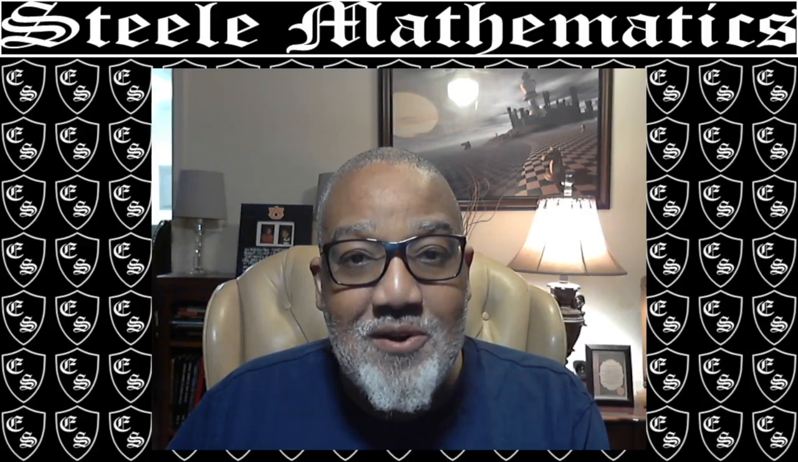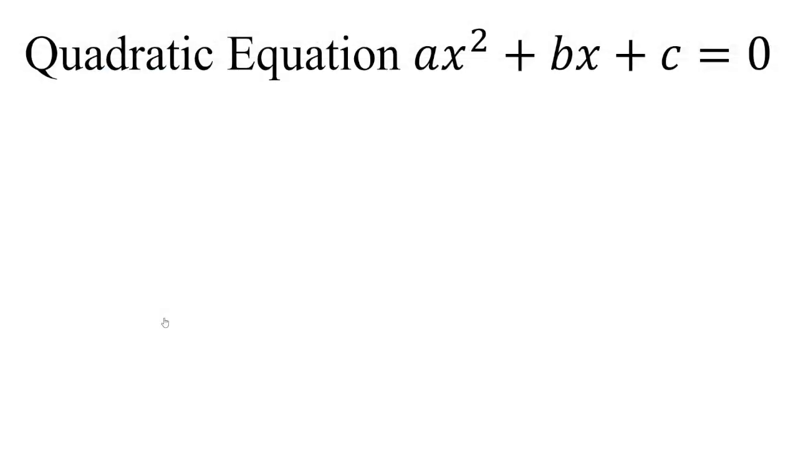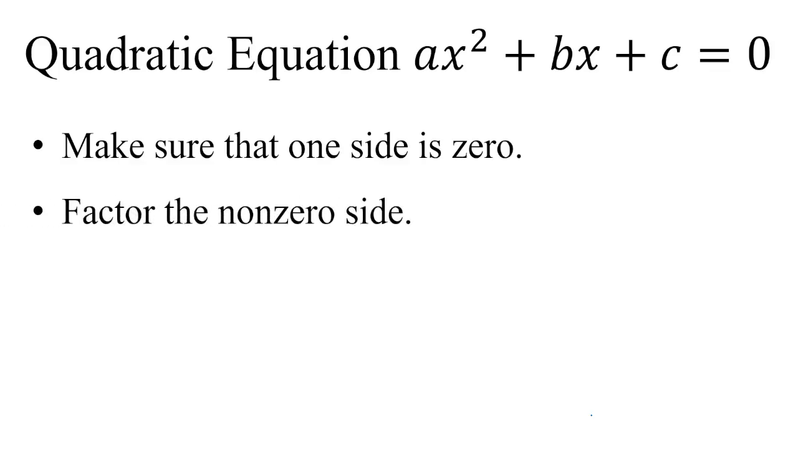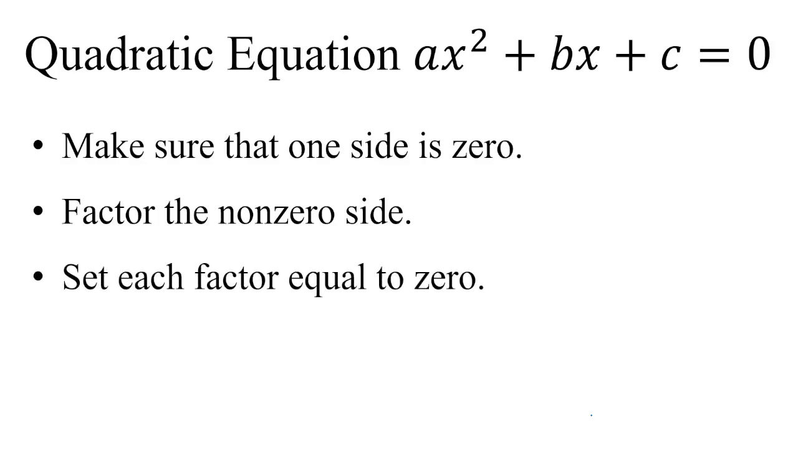And today, we are going to talk about solving quadratic equations by factoring. Now, there are 4 steps to doing so. The first step is to make sure that one side is 0. Then you factor the non-zero side. Once you factor the non-zero side, you set each factor equal to 0. And then solve each equation.